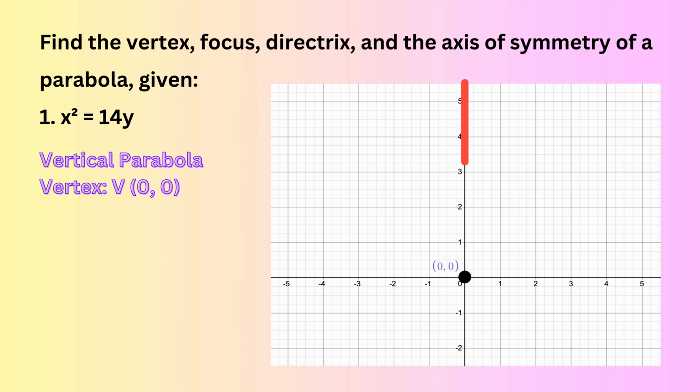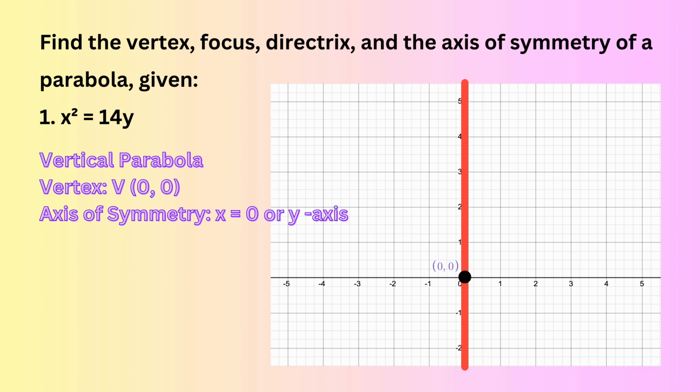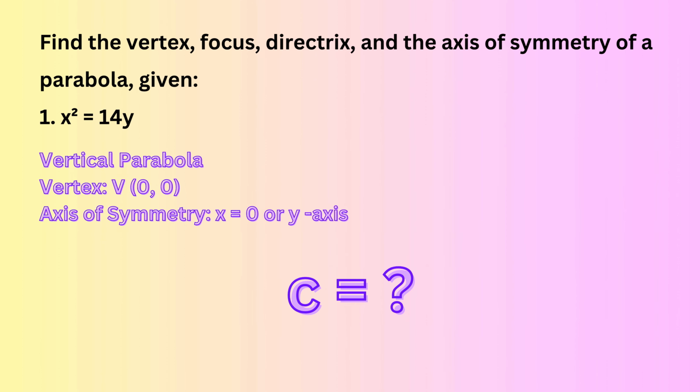If the parabola is vertical, then the axis of symmetry is also vertical. If the parabola is horizontal, then it is also horizontal. Hence, in this given, the axis of symmetry is x equals 0, or the y-axis. Now, to find the focus and the directrix, we have to find first, the focal length or c.